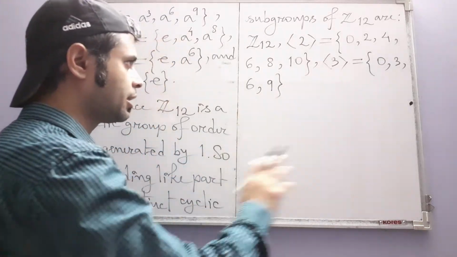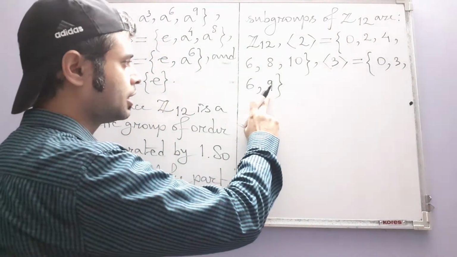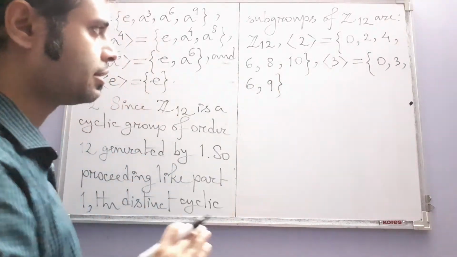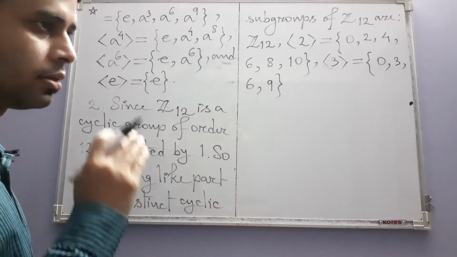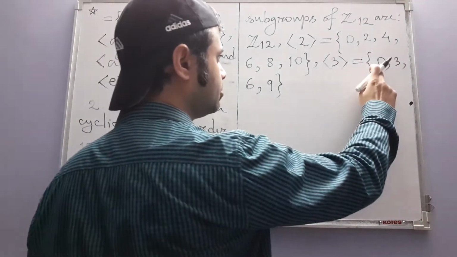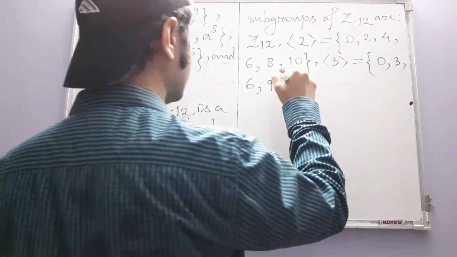If you try to find the next element in this scheme of things, then you get 9 plus 3. Actually, plus means addition modulo 12. So under that operation, 9 plus 3 is equal to 0. So we cycle back to this, and these are all the elements in this cyclic subgroup.